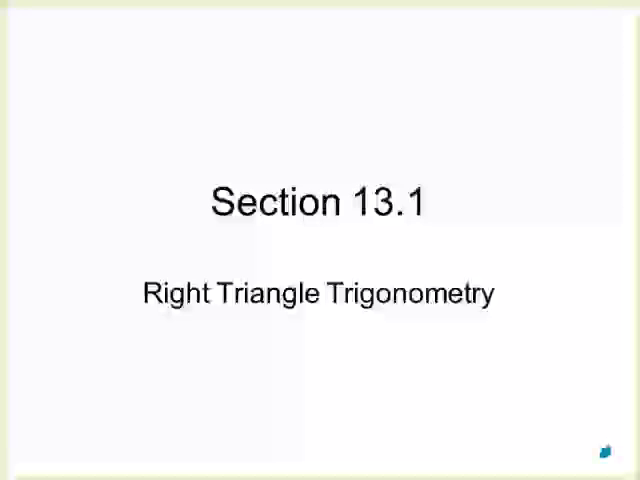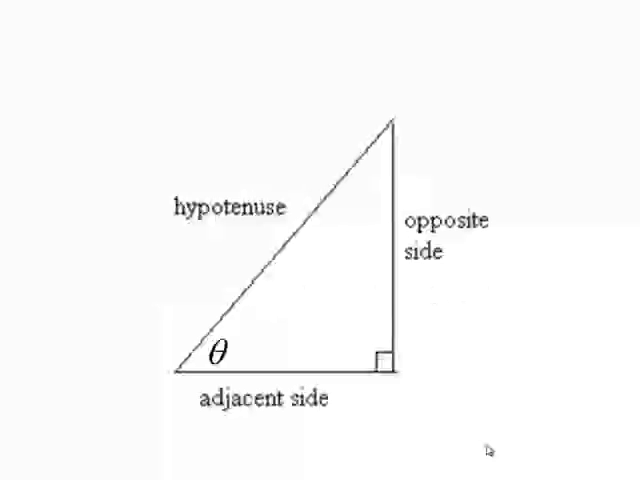So, in the beginning of chapter 13, we are going to be working with right triangle trig to start. Trigonometry can be done on right triangles. It can also be done on any triangle in general. But we're going to begin with right triangles. In a right triangle, there are three sides, one of which is very special. Across from the right angle, we have what is called the hypotenuse.